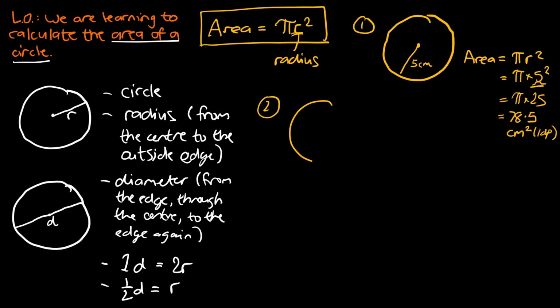Okay, example 2. So we've got our next circle. And this time around, let's say our radius is 11 meters. So again, we start off with the same thing. The area is equal to pi r squared. We then put in our r value. So we know that the radius is 11. So that's pi times 11 squared. We're then going to calculate the 11 squared first. So 11 squared, I use my calculator. That gets me to 121. So pi times 121.